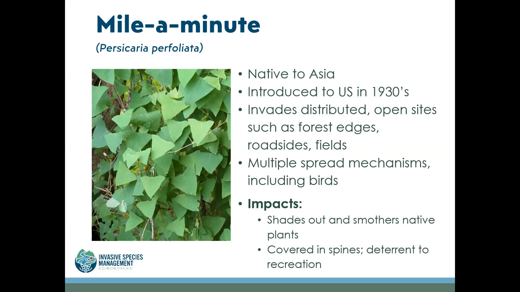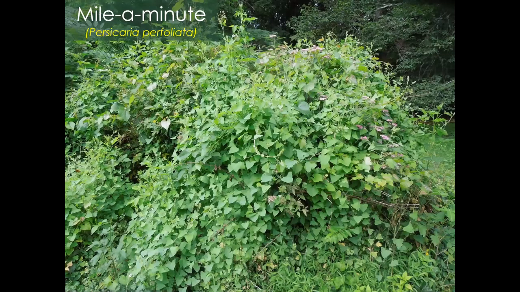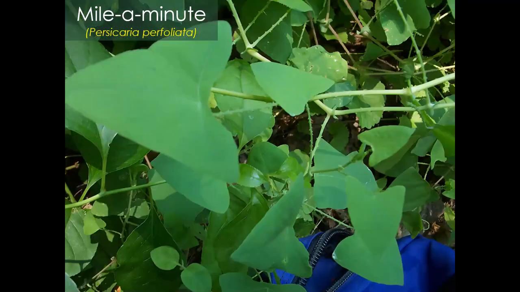So again, mile-a-minute is an herbaceous vine that will climb up over really anything that it can grab onto, whether it be other vegetation, a car, debris in your yard. It does not discriminate. Leaves are very unique. They're pretty easy to identify. They are triangular in shape and almost resemble an arrowhead with a little bit of an indent towards the base, and they will have a smooth edge. You can see in this photo the stems covered in their numerous small recurved spines. It makes it a real treat if you're trying to manage this species mechanically.